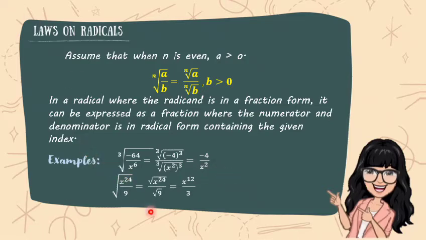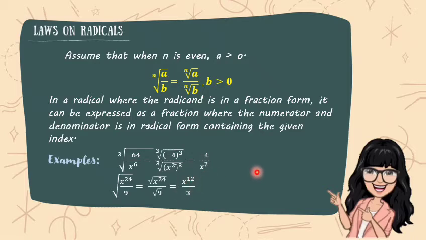Now let's proceed with the second one. Square root of x raised to 24 divided by 9. So again, we will be expressing this in such a way that we will use our second law on radicals. So square root of x raised to 24 divided by 9 is just equal to square root of x raised to 24 divided by square root of 9. Now, we can express this again in such a way that your radicand here will be equal to our exponent. So we can express x raised to 24 as x raised to 12 quantity raised to 2.